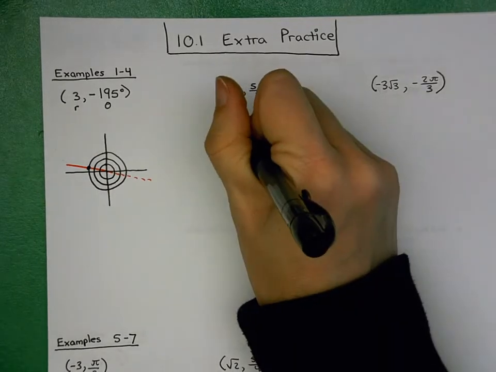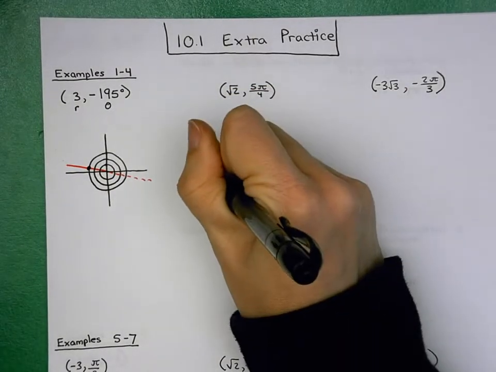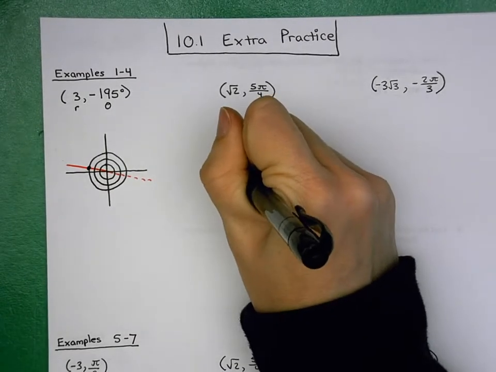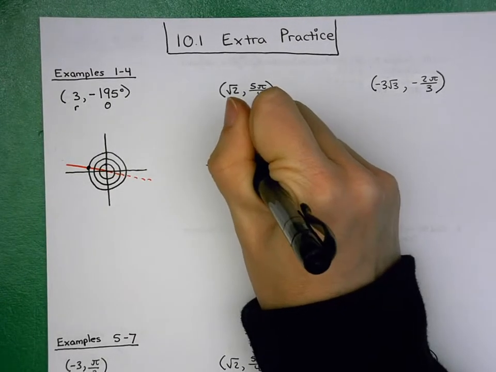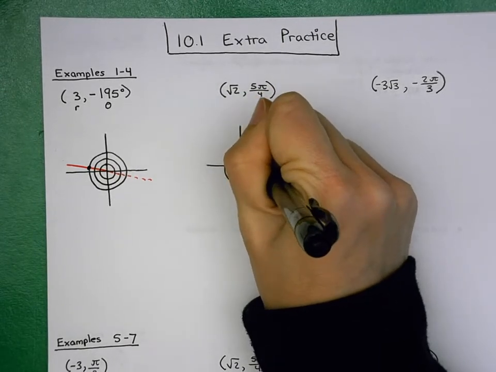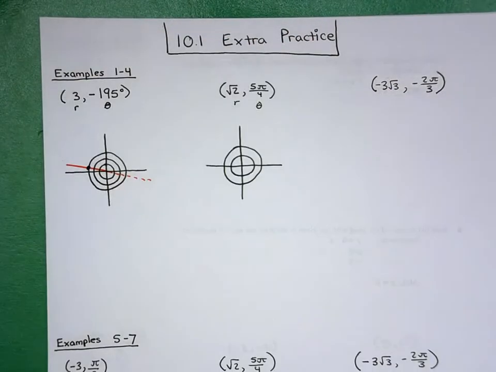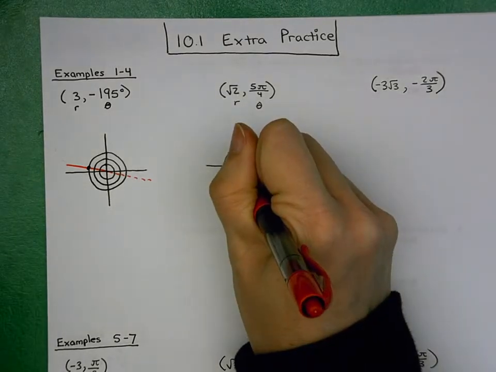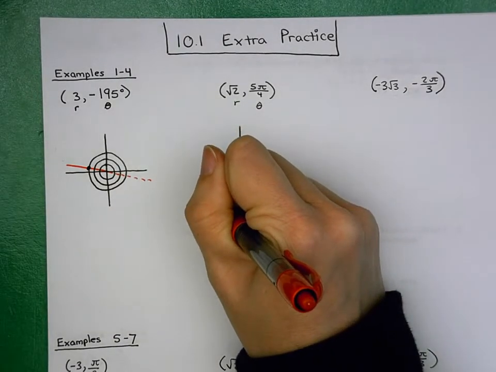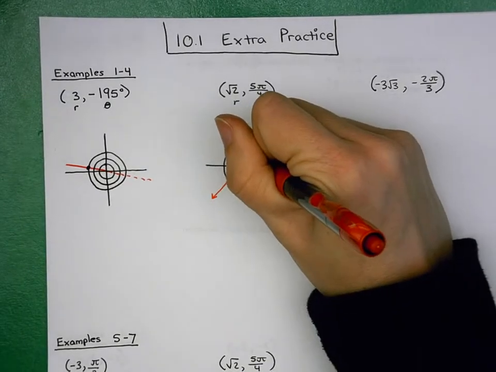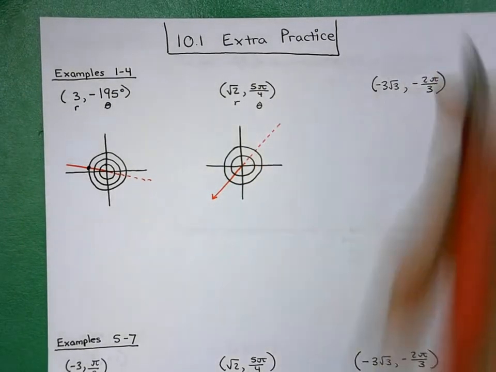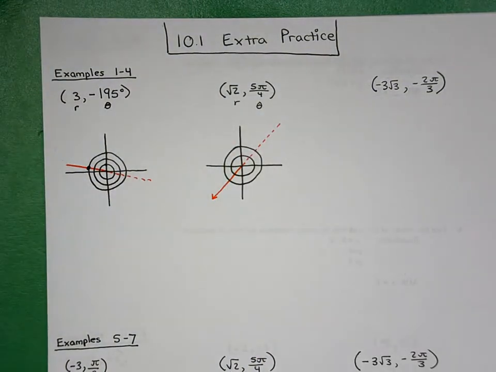Next up, root 2, 5 pi over 4. Okay, so again, r, theta. My theta in this case is 5 pi over 4, so where does 5 pi over 4 sit? Okay, well, 5 pi over 4 is the 45-degree angle in that 3rd quadrant, extending backwards. In this case, we have a positive r, so I am moving out along that radial line, and I'm moving root 2 out.